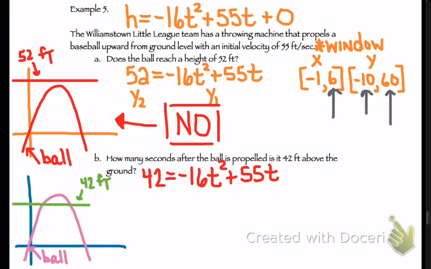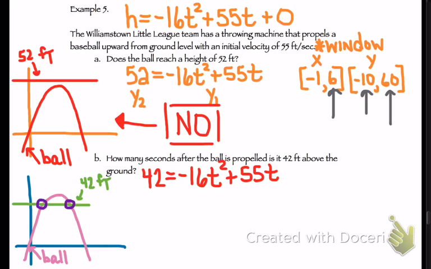There is now 42 feet. Oh, so I see that it actually hits it in two spots. Once on the way up and once on the way down. So there are the two spots that the ball is 42 feet above the ground. How do I find those two spots?